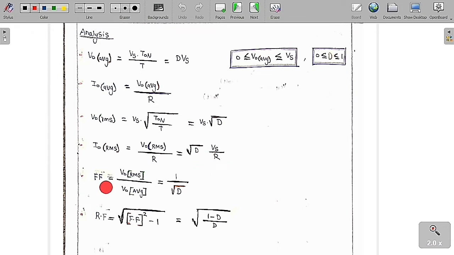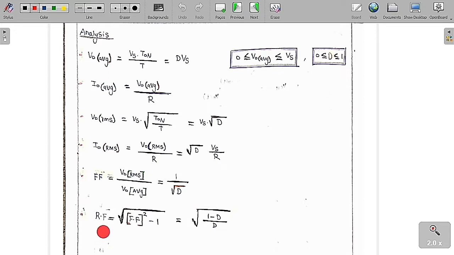Similarly, form factor, which is easy to remember as FRA. Form factor is the ratio of the RMS value by the average value. The RMS value of the output voltage by the average value of the output voltage. You know both the things, just do the division of these two, and finally you are going to get 1 by root D. This is called the form factor.